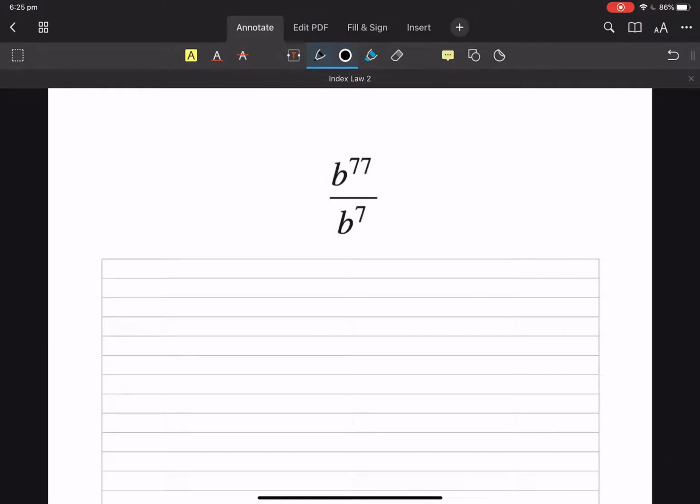Okay. How many Bs do you see on top? I see 7. How many Bs on the bottom? On the bottom, there are 7 on the bottom. After they cancel, how many are left over? 0. How easy is that?